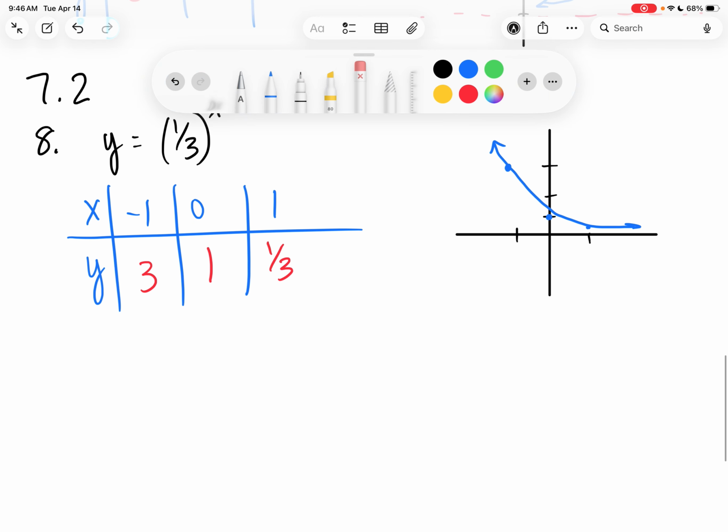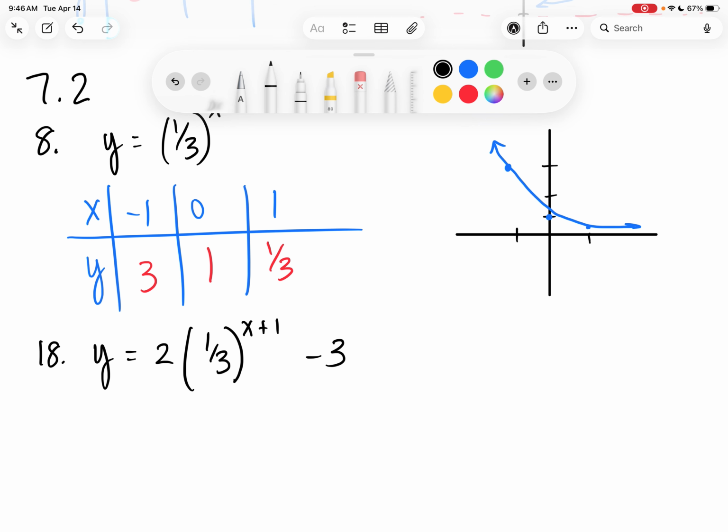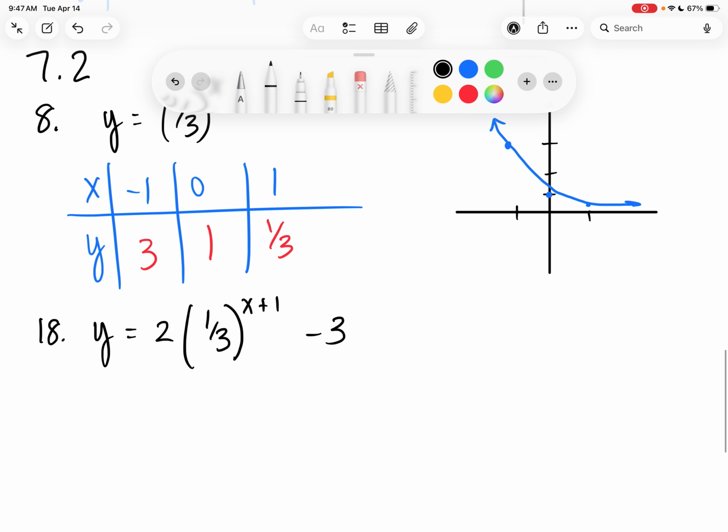I'm going to jump down to 18. y equals 2 times (1/3) to the x plus 1, and then minus 3. All right, so again, I probably want to be strategic in my choice of points, right? Not that -1, 0, and 1 are going to be a problem. I mean, they really aren't going to be that big of a deal. But I might want to be a little bit more strategic to pick some points that could make my life a little bit easier. -2, -1, 0. Yeah, that would probably be the easiest ones. And that also would cause this to flip the fraction, which is nice.